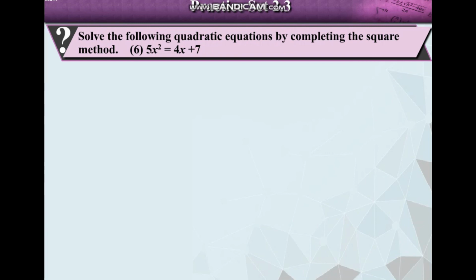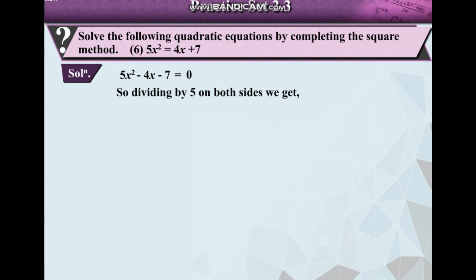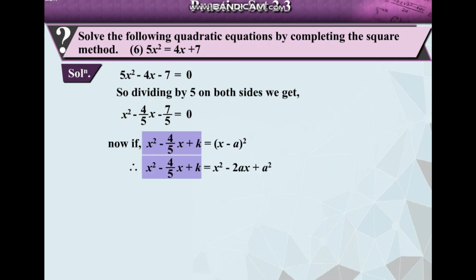Five x square is equal to 4x plus 7. Solution: 5x square minus 4x minus 7 is equal to 0. So dividing by 5 on both sides, we get x square minus 4 upon 5x minus 7 upon 5 is equal to 0. Now, if x square minus 4 upon 5x plus k is equal to x minus a the whole square, therefore x square minus 4 upon 5x plus k is equal to x square minus 2ax plus a square. Compare the same terms.